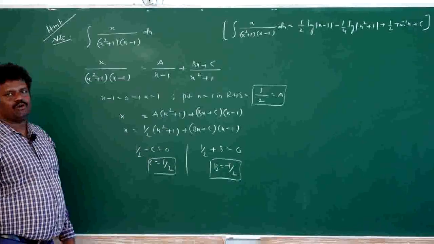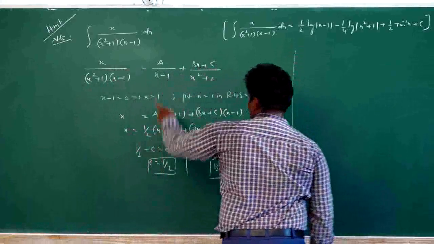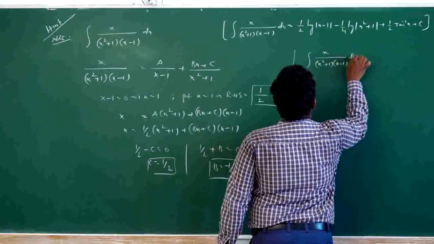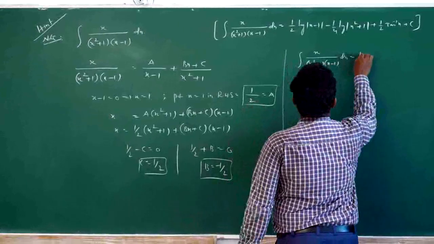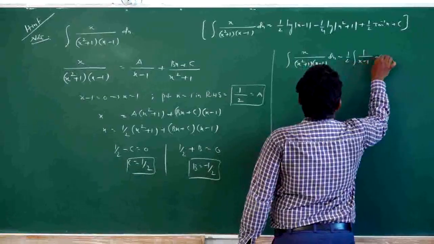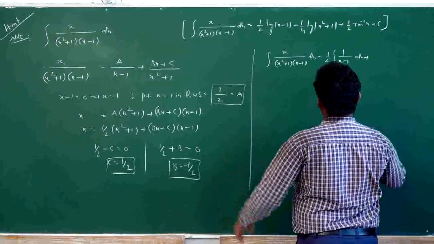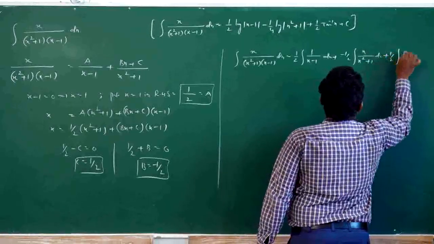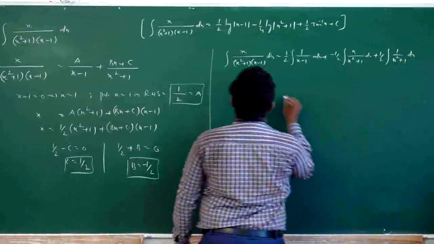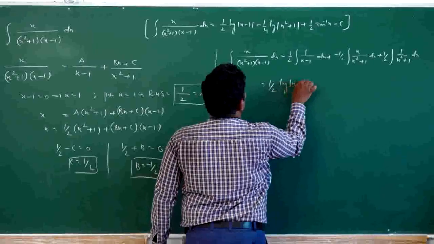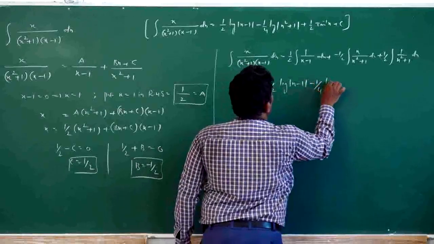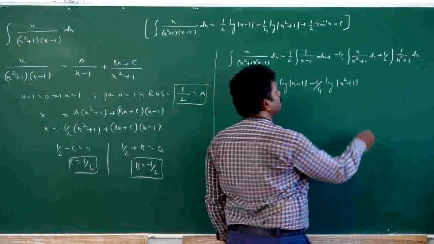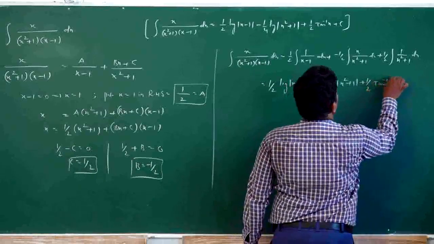Now these values we substitute in the above integral, then we get the answer. So the integral of x by x square plus 1 into x minus 1 dx is equal to 1 by 2 integral 1 by x minus 1 dx plus, here b is minus 1 by 2, so separate the value, minus 1 by 2 x by x square plus 1 dx plus 1 by 2 integral 1 by x square plus 1 dx. Now here we get 1 by 2 log of x minus 1 minus 1 by 4 log of x square plus 1. Why? Because in the denominator, multiplying and dividing by 2 gives 2x, then minus 4x, then plus 1 by 2 into tan inverse of x plus c.